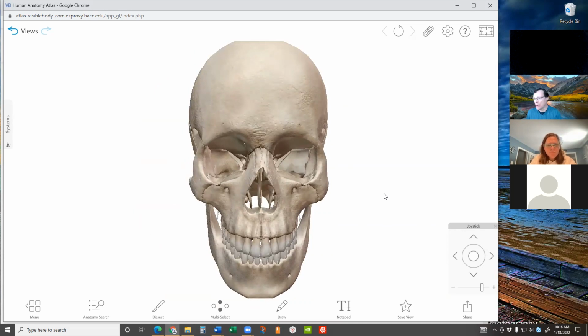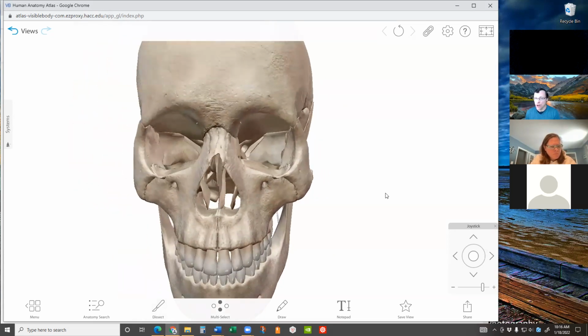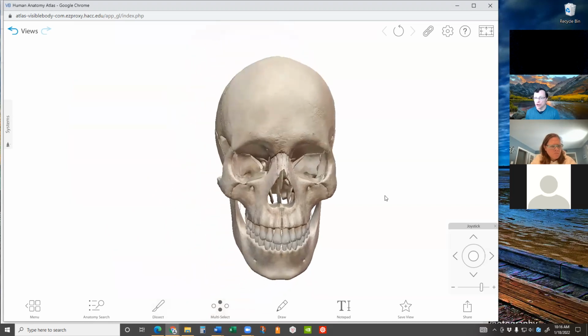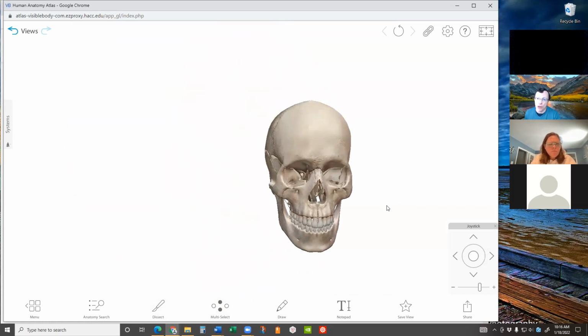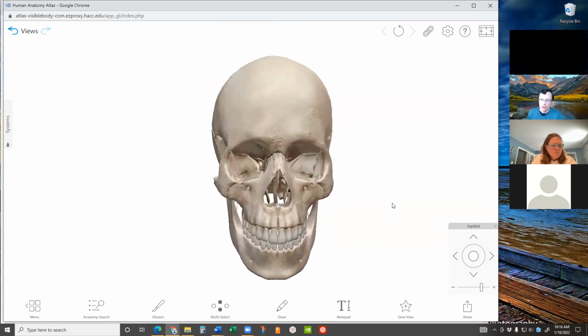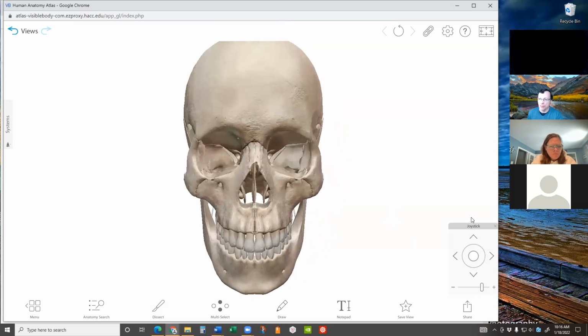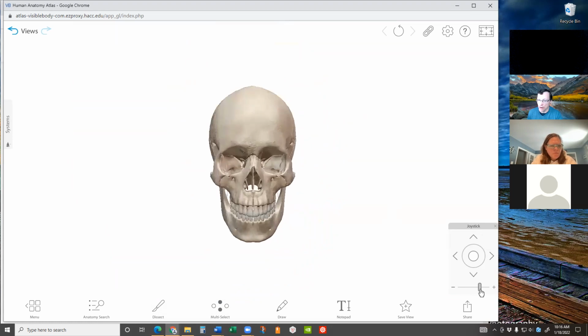So the last thing here that I want to show you is sometimes you want to magnify or demagnify something. So on my mouse, I have a scroll wheel. By using my scroll wheel, I can enlarge or I can shrink the skull. So go ahead and enlarge and shrink the skull using your scroll wheel on your mouse. If you don't have a scroll wheel, then with the joystick in the bottom right corner, you have that slider, right? You have the slider minus to make it smaller and plus to make it bigger, okay?